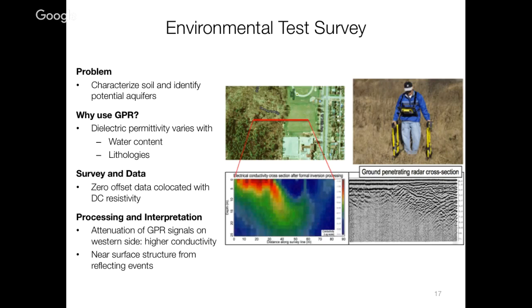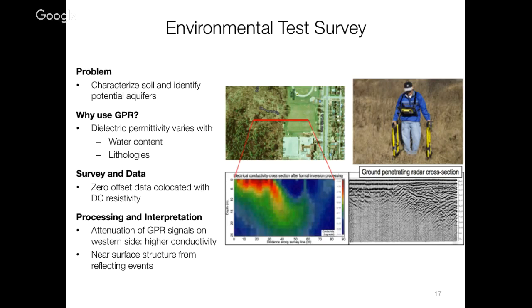Here's some uses. Here's an environmental test survey. This was actually done at UBC where I'm from. There's a little aquifer that's in here, and we're trying to kind of characterize what was happening. So we ran a line across here, and here was the radar cross section. I show you this for a couple of reasons. One is that you see some flat line structures. The other is that you notice that there's a kind of a washout here, right? We only see down a certain depth. And the question, why is that?